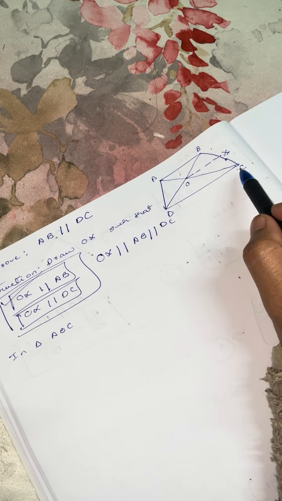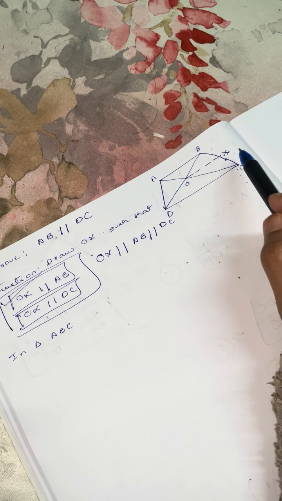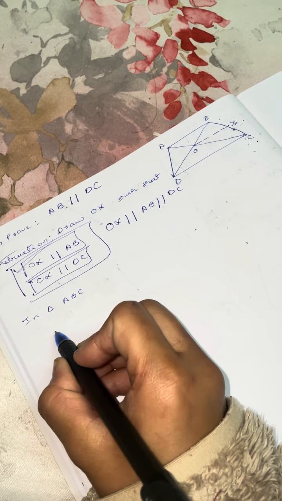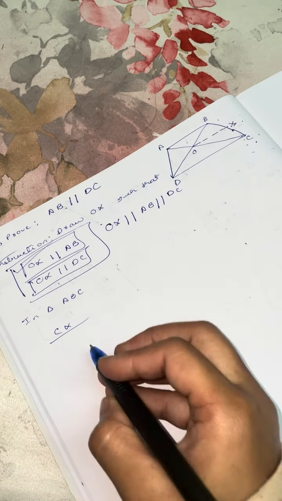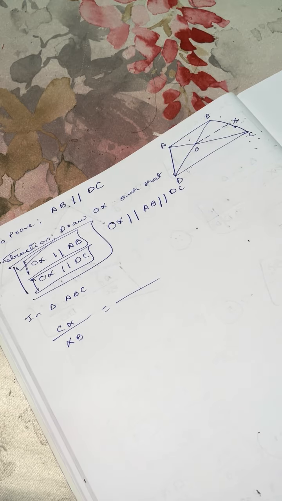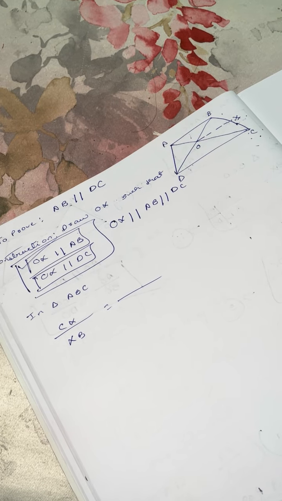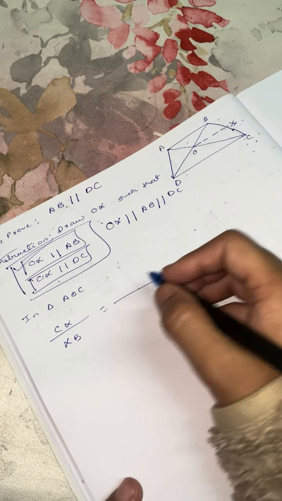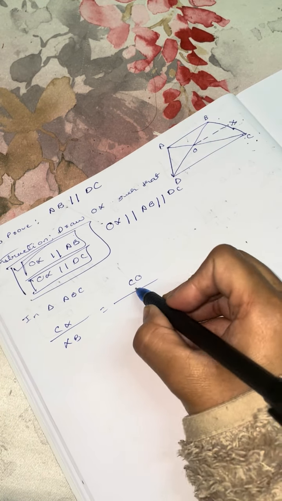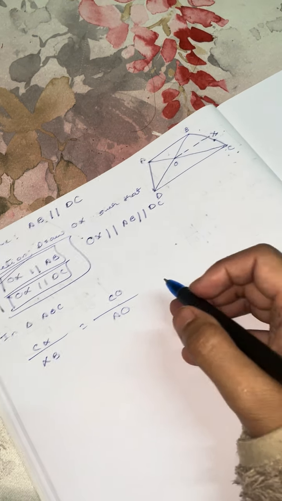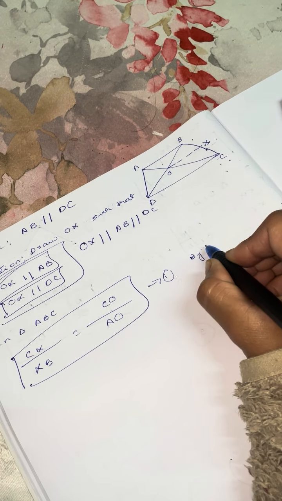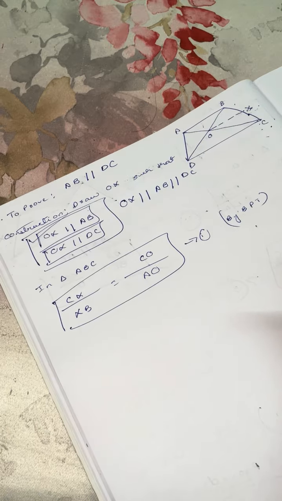Here, BX or XB, whatever it is, CX and XB are proportional, obviously, because they are parallel. We proved this in BPT, that if they are parallel, then the sides are proportional. Next, that is CO by AO. Let us call this equation 1, by BPT.